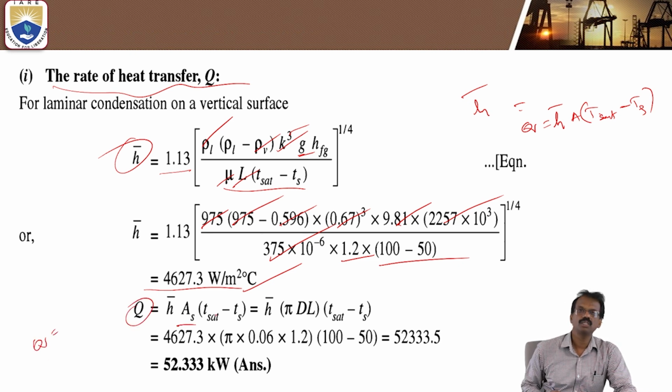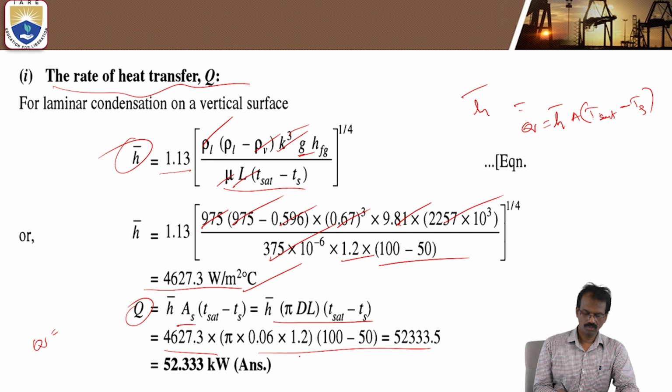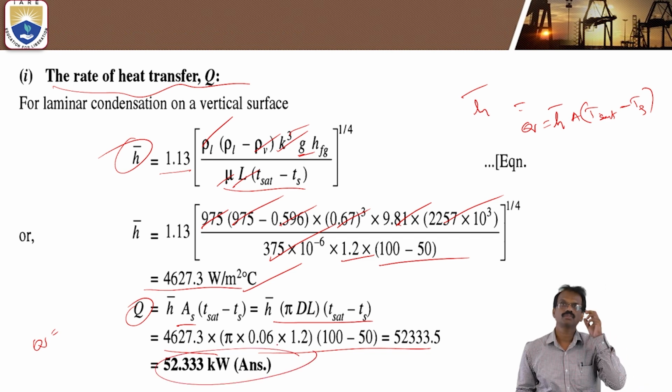Q is h bar into area into temperature difference, T saturation minus T surface. Area is equal to pi d L. If you substitute all the values, you will get the rate of heat transfer. In this way, we can find out the rate of heat transfer in condensation also.